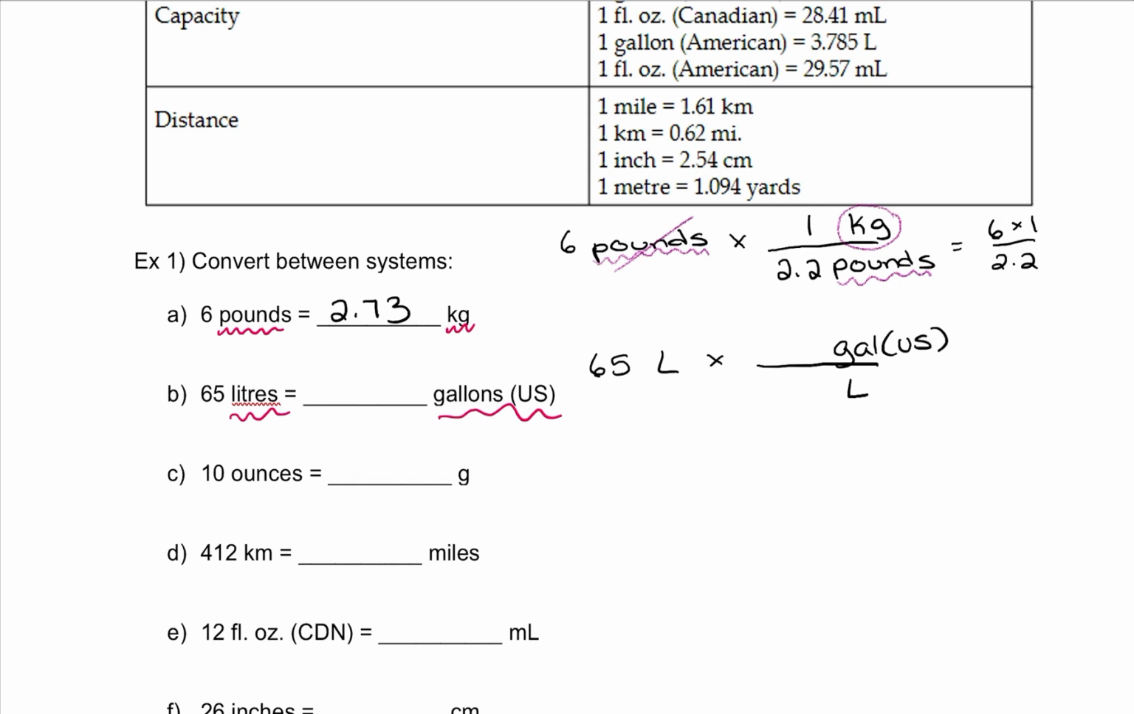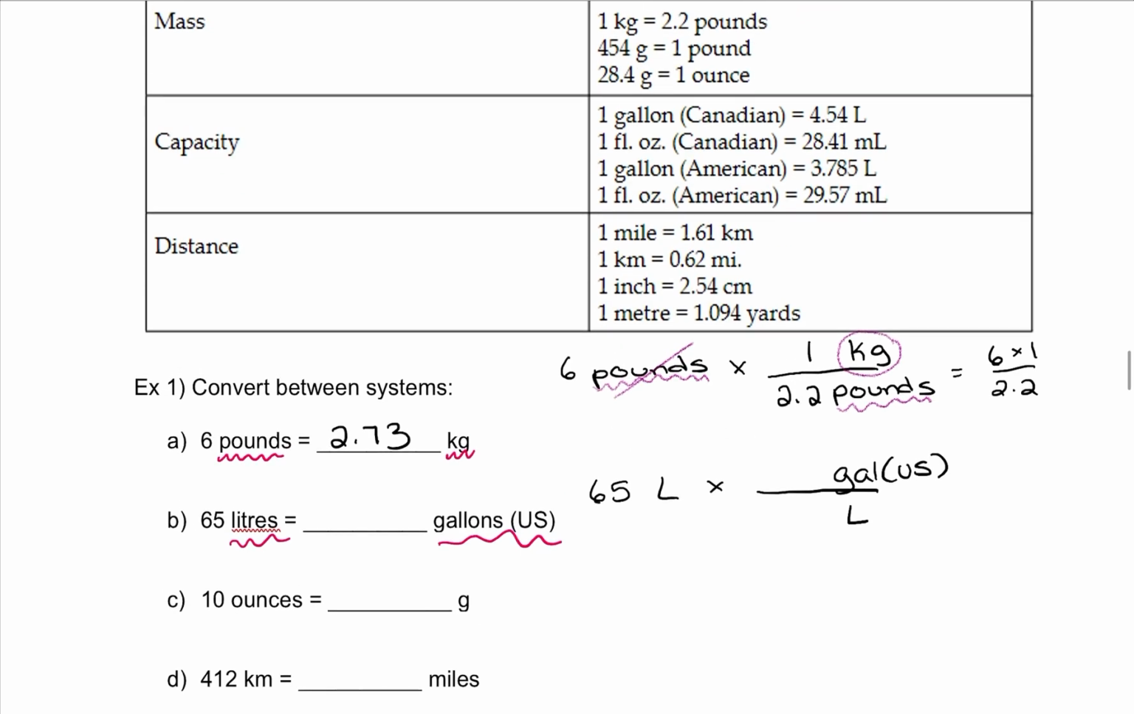Now we're going to look above and ask ourselves, where can we find a conversion that goes between liters and US gallons? So we're looking for liters and US gallons. We should find this formula right here. This formula tells me wherever I put the word gallon, whether it's the top or the bottom, that's where the number 1 will go. And wherever I put the L, that's where the 3.785 will go.